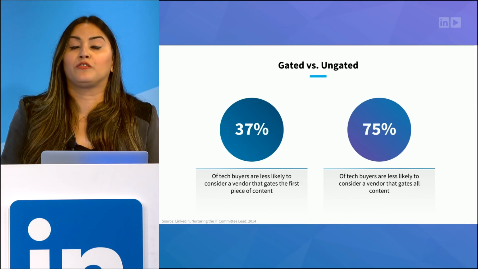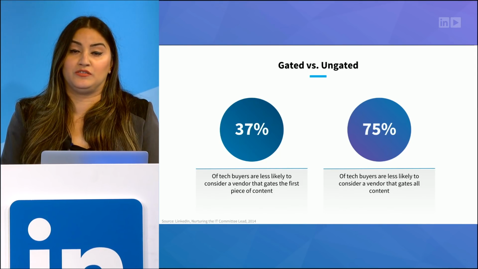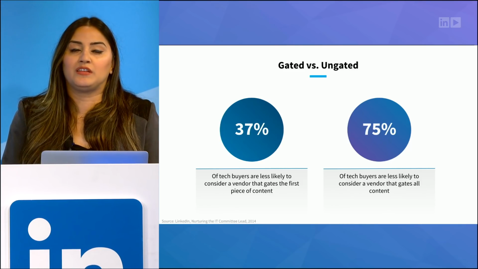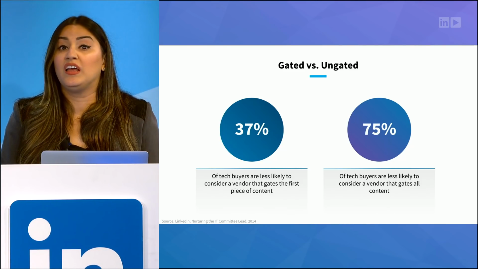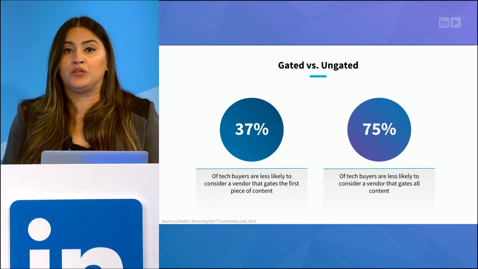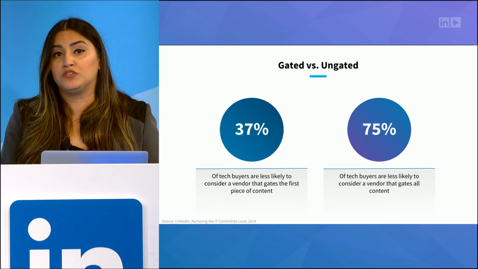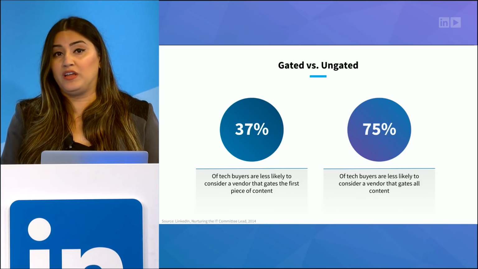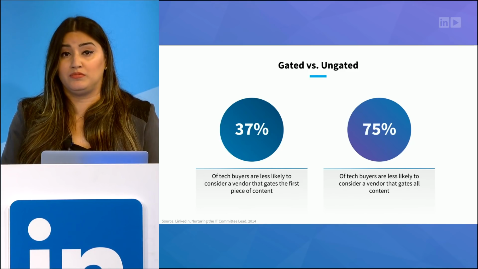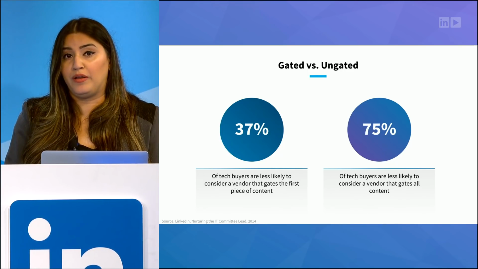Similarly, if you gate the first piece of content, 37% of tech buyers are less likely to consider you. So the key takeaway really here is to have a healthy balance between gated and ungated content. This is specifically important because when buyers are starting the research and consideration process, and before they ever reach out to a salesperson, they've already consumed a ton of content, but they might not be willing to give you their information right away.